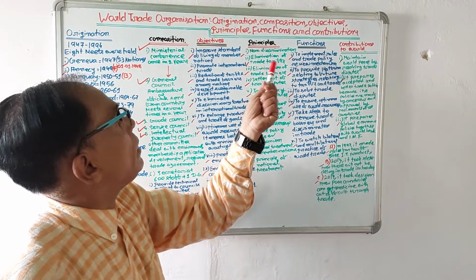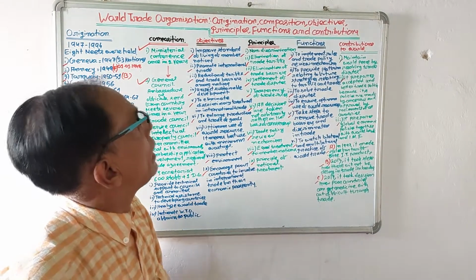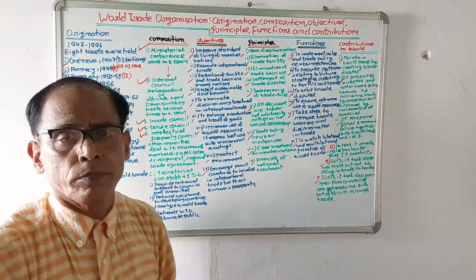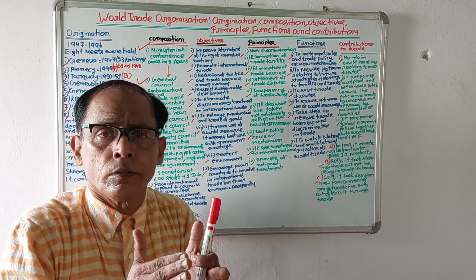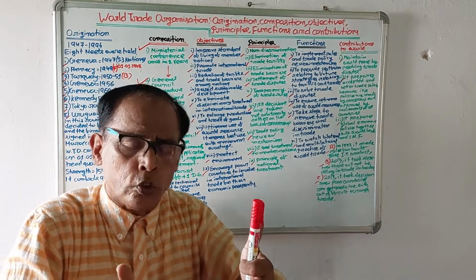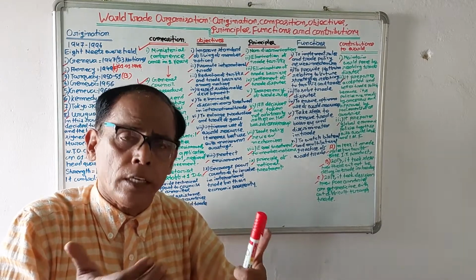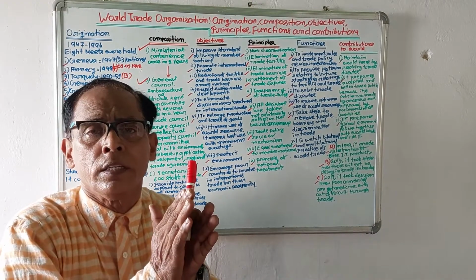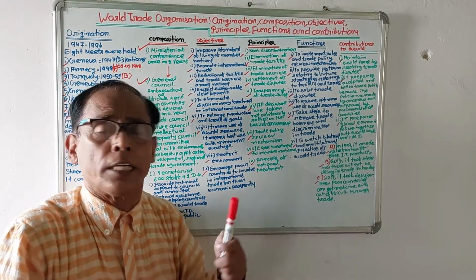Number 2, elimination of trade tariffs. It means there should not be tariffs or taxes when goods enter a country. When goods of another country enter a country, there will not be taxes or tariffs. It wants elimination of tariffs.